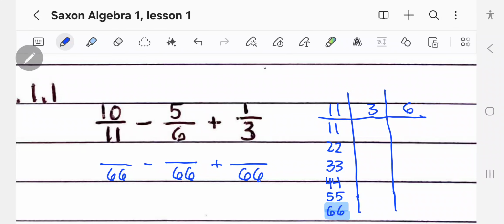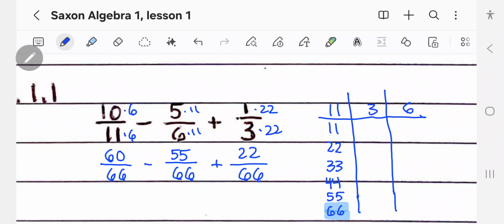So I'm writing all of these with a 66 in the denominator. And then I ask myself, well, what can I do to that 11 to turn it into 66? Well, I've got to multiply by 6. So that means I have to multiply the numerator by 6. So I'm going to go to the second one. I'm going to have to multiply by 11 to get 66. So let's multiply by 11 up here. And what would I need to multiply the 3 by? Well, that would be 22. So I'm going to multiply by 22 up here.